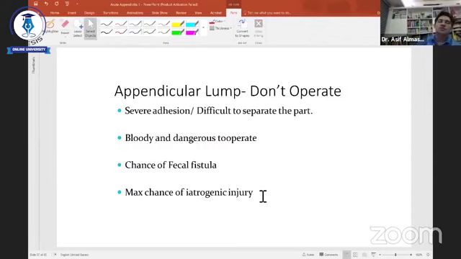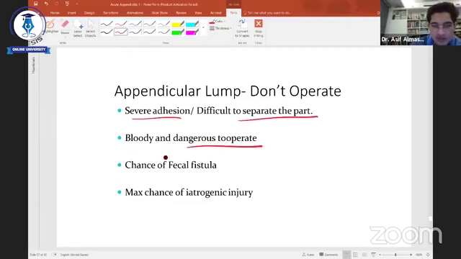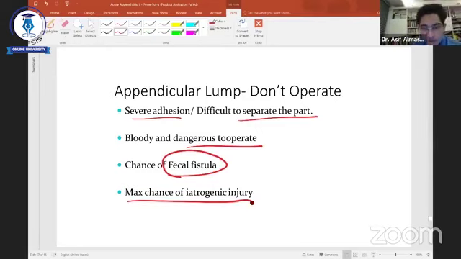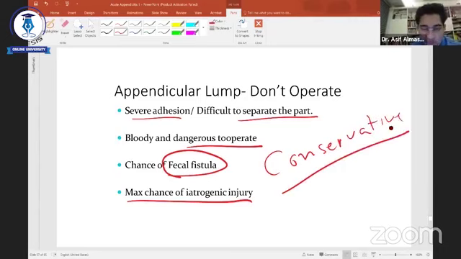Now, we do not do surgery in case of appendicular lump because, if you remember, due to the inflammation there may be severe adhesions, difficult to separate and dangerous to operate. There is a chance of fecal fistula if you injure the cecum or the ileum. Maximum chance of iatrogenic injury. So we will do a conservative approach. That means we will do a surgery, but not now, later.